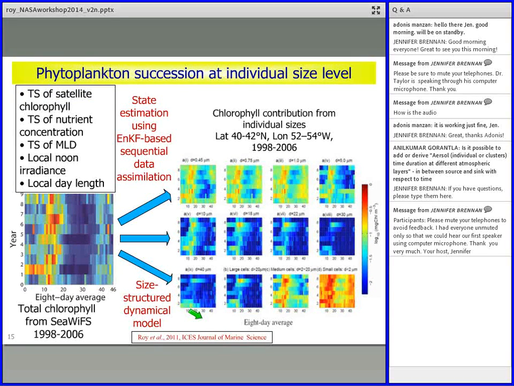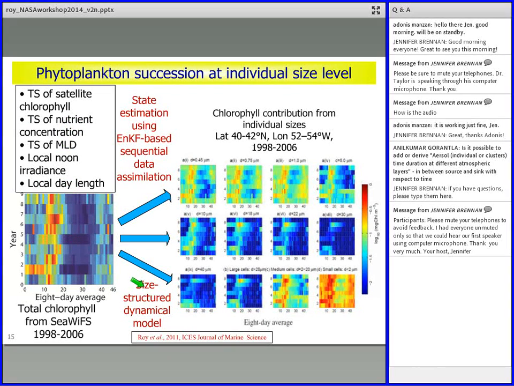However, it's not easy to get the individual size from phytoplankton chlorophyll. From satellite, we get total chlorophyll, and it's a difficult job to split it into the biomass of individual cells. So we developed a data assimilation method where we retrieved the time series of total chlorophyll from SeaWiFS, from 1998 to 2006. We also retrieved other variables, for example the time series of nutrient concentration, mixed layer depth, local irradiance, and local day length, all this information.